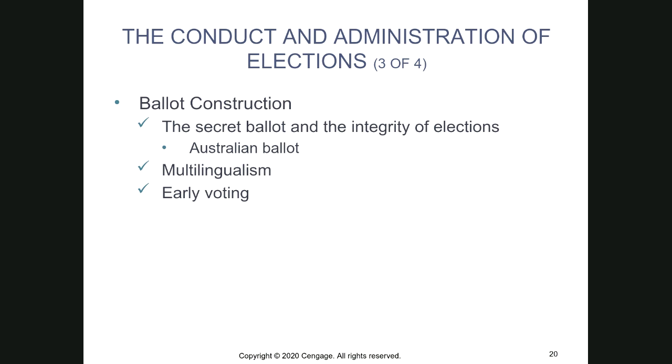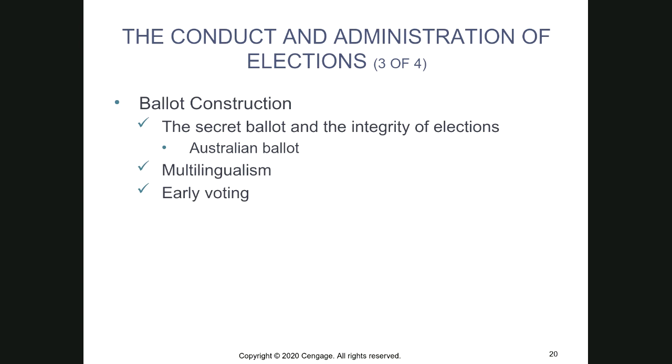So if everybody knows who you voted for, then somebody could go threaten to harm you or harm your family, or to bribe you or to bribe your family for you to cast a vote a particular way. We don't want that to occur. And so the secrecy of our ballot and of our election process becomes a really big deal to us.